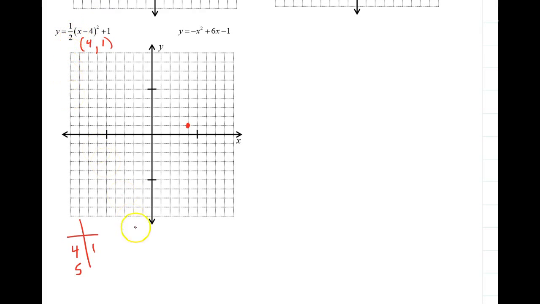So here, instead of plugging in 5, just plug in a multiple. Just count by 2's. So I'm going to plug in 6. By plugging in 6, 6 minus 4 is 2. 2 squared is 4. And so now I can take half of 4, which is just 2, and 2 plus 1 is 3. So it would be (6, 3). Got my line of symmetry.